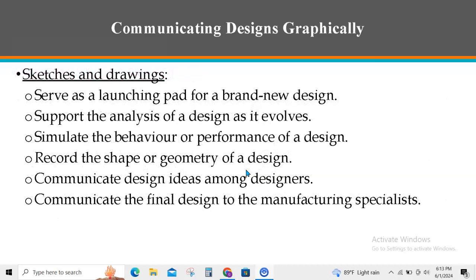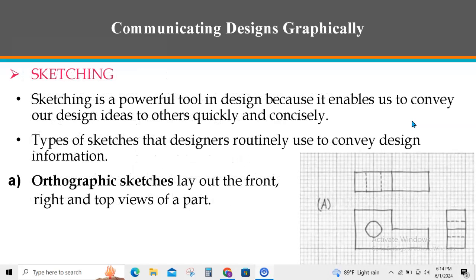The use of these sketches in drawing is they can help as a launchpad for a brand new design. They help in analyzing the design, simulate the performance of a design, and can even help to record the shape or geometry of a design. It helps to communicate ideas and designs to manufacturing specialists and designers. Sketching is a very powerful tool.